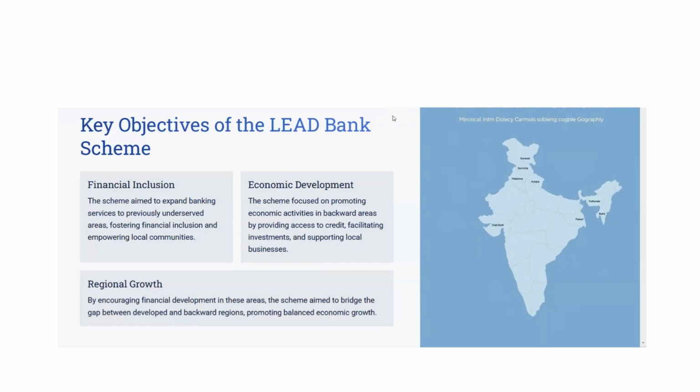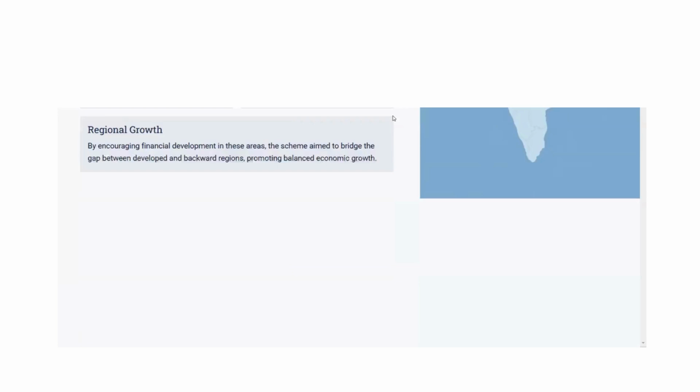and supporting local businesses. How regional growth was promoted through this scheme is interesting to know. So it encouraged financial development in these areas. As I told you initially, they followed an area approach, which is the key point and focal point of the lead bank scheme. So the scheme aimed to bridge the gap between developed and backward regions and promoted balanced economic growth.